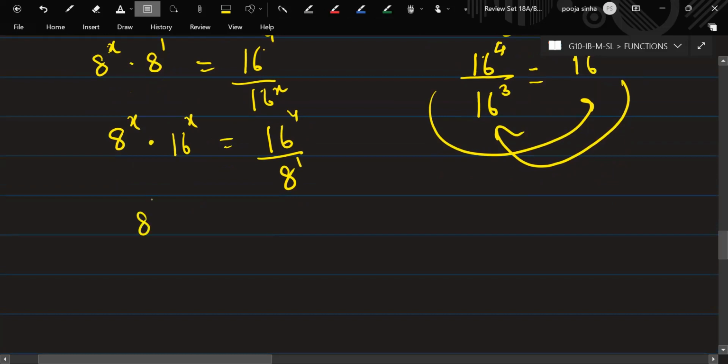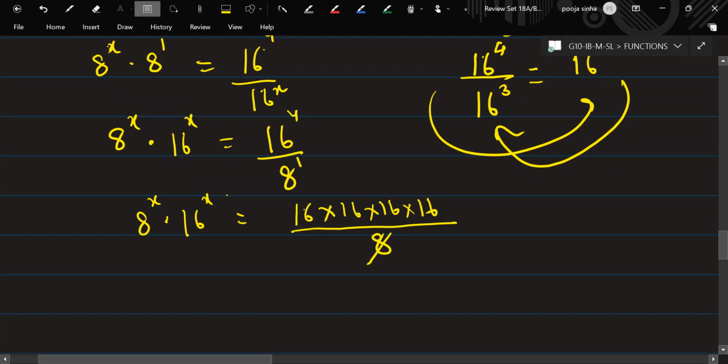Now we'll solve this separately. 8 raised to power x and 16 raised to power x we'll solve separately. At least this part we can do. This is 16 into 16 into 16 into 16. 16 raised to power 4 means that only. 8 is this, 8 into 2. So I can find an answer for this from the calculator.